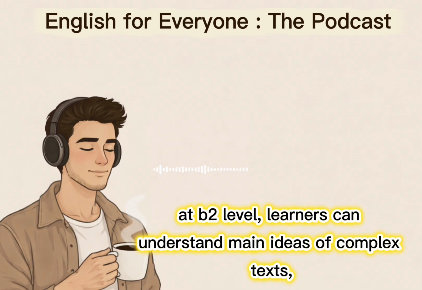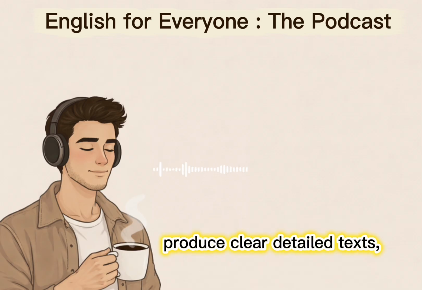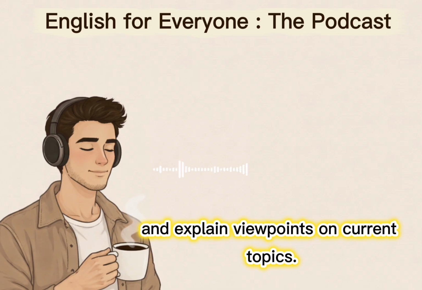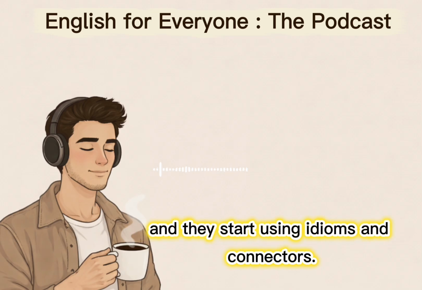At B2 level, learners can understand main ideas of complex texts, interact fluently with native speakers, produce clear, detailed texts, and explain viewpoints on current topics. Sentences are longer, vocabulary is richer, and they start using idioms and connectors.